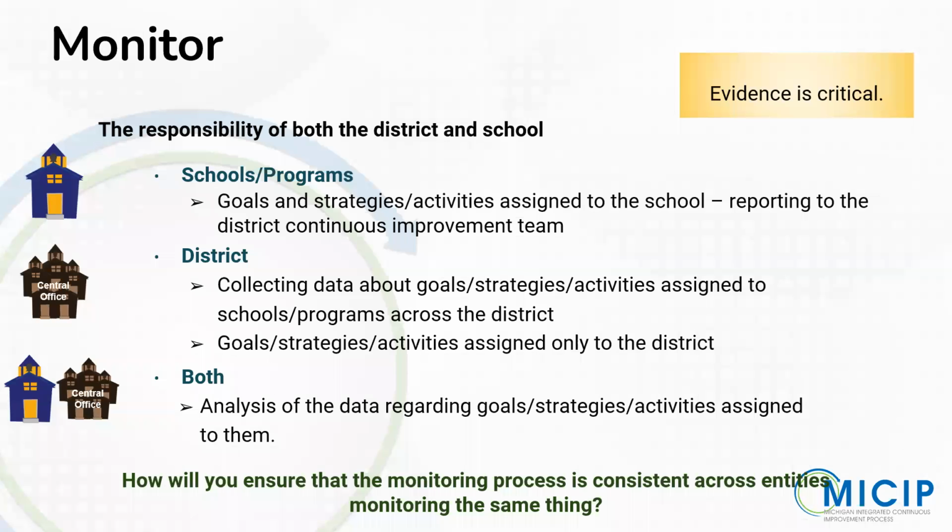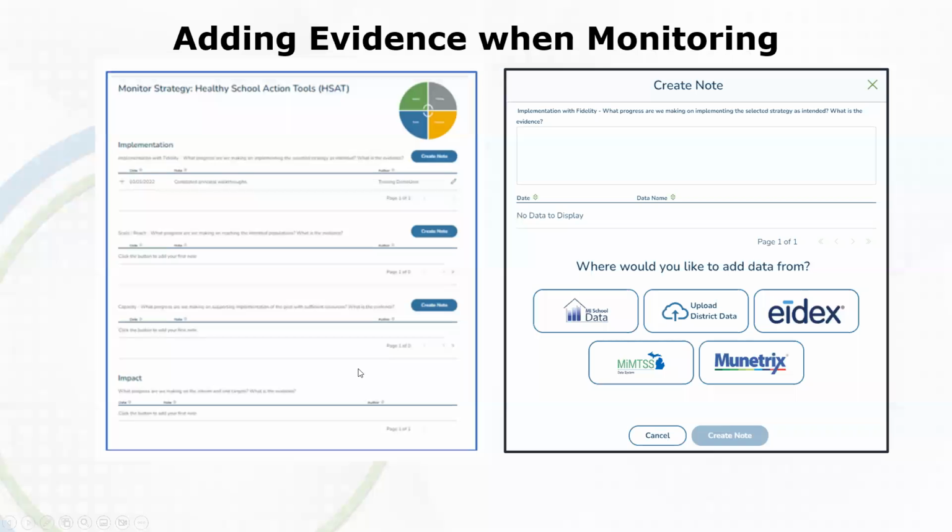And you'll notice here at the bottom, this is really important. And that is, how will you ensure that the monitoring process is consistent across entities monitoring the same thing? In other words, getting everyone on the same page, looking at the same goals. That is very, very important. And as we remind you all, evidence is crucial, because it's not enough to say, well, yes, trust us, we're doing what we're supposed to. The federal government doesn't work that way, right? They say, well, show us the evidence.